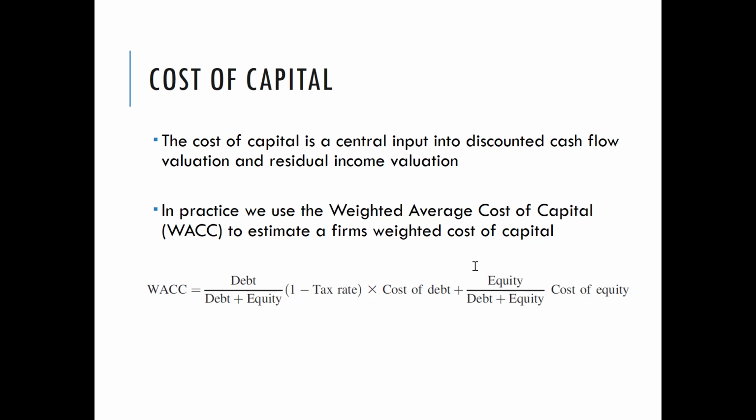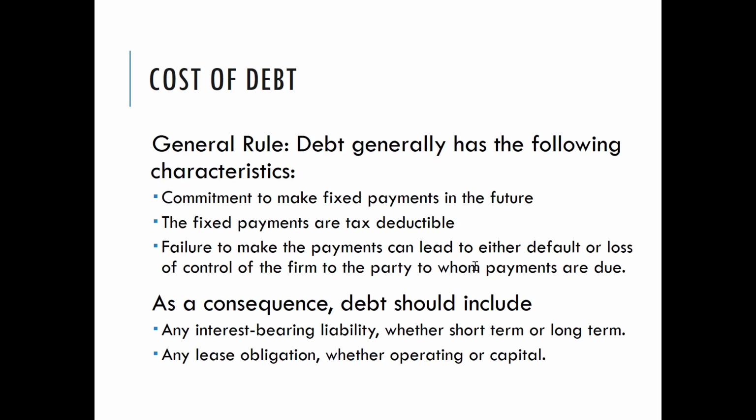So we started out by talking about cost of debt, because that's probably a bit easier to understand. The general question first is, what is debt? Debt is effectively an interest-bearing liability. The easiest way to think about it is a bank loan. When we try to decide if something is debt or not, we're really asking: is there a commitment to make fixed payments in the future? Are the fixed payments tax deductible? And is there some form of repercussion if you fail to make those payments? All those three things qualify for a bank loan or any other type of credit account.